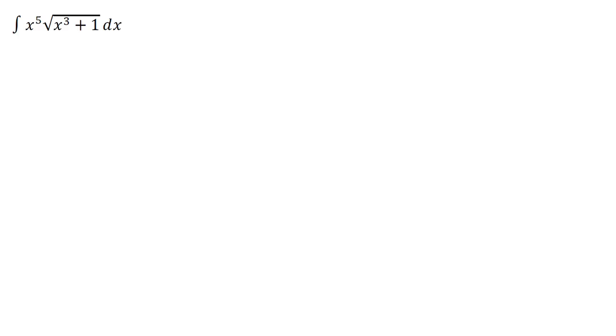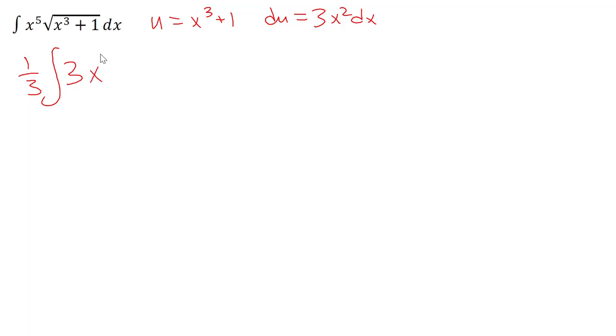So we'll start off this one the same way as the last ones. We'll let u equal x cubed plus 1. Du will be 3x squared dx. And when we rewrite this, we'll note that we don't really have 3x squared in there, but we can put a 1/3 out front and a 3 inside. And then x to the 5th can be rewritten as x squared times x cubed. And then we'll still have that root x cubed plus 1 dx.